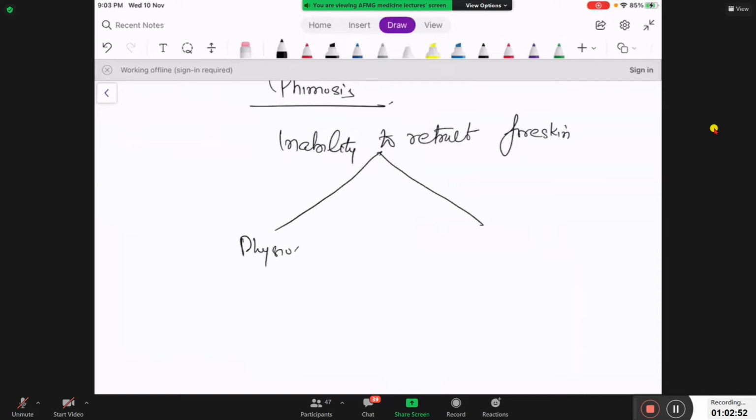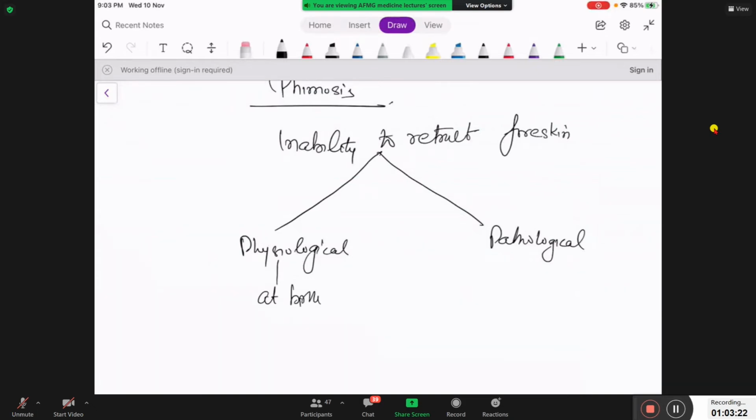Now, important to note is phimosis can be physiological, phimosis can be pathological also. Physiological phimosis is going to be there at birth.